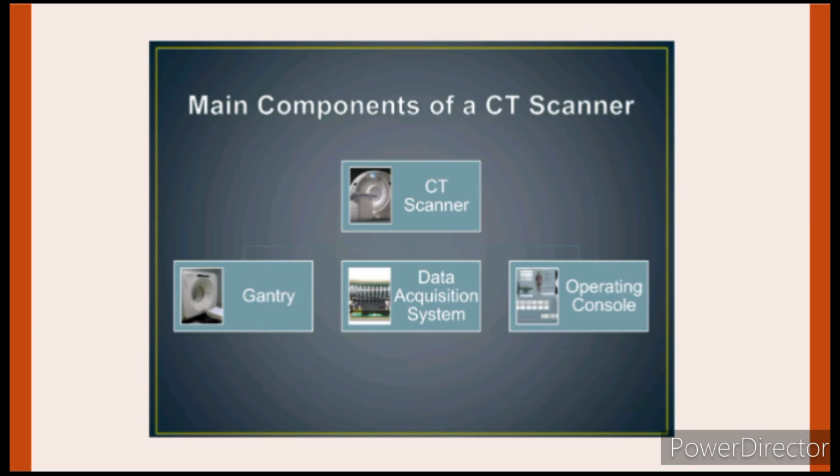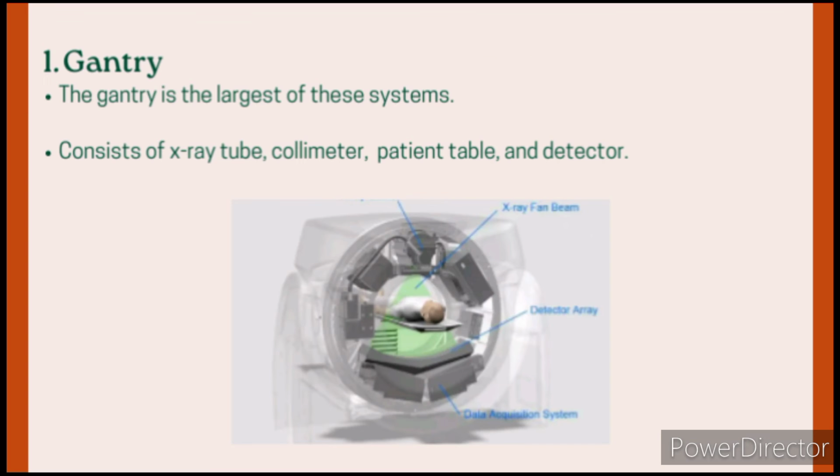So let's move on to the main components of a CT scanner. We have the gantry, data acquisition system, and operating console. The first component is the gantry. The gantry is the largest of these systems. It consists of X-ray tube, collimator, patient table, and detector.